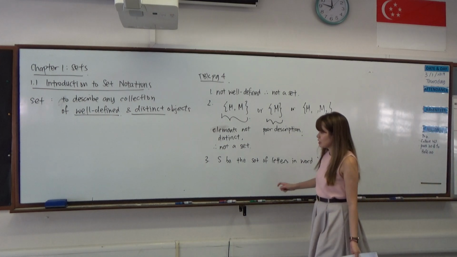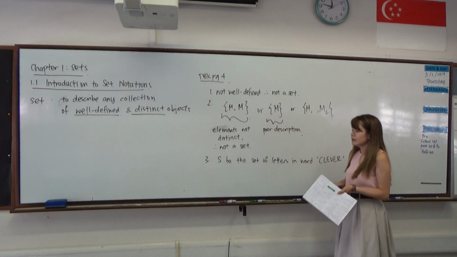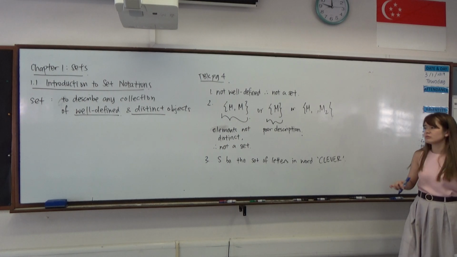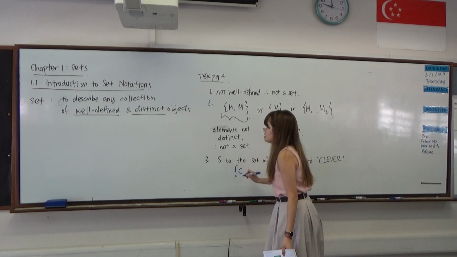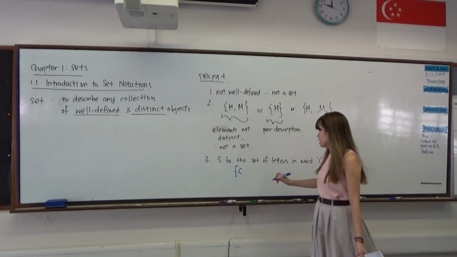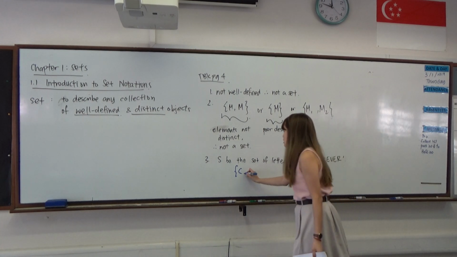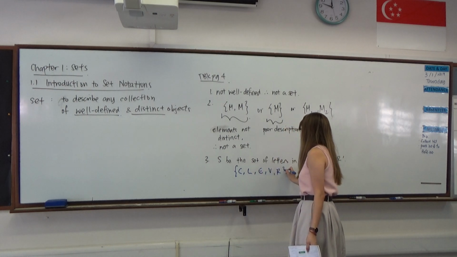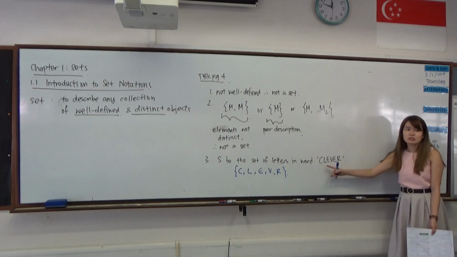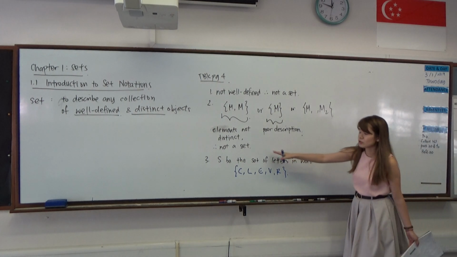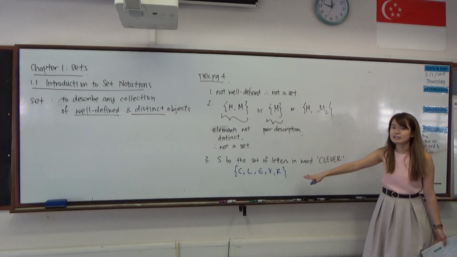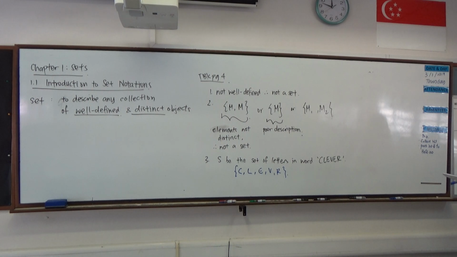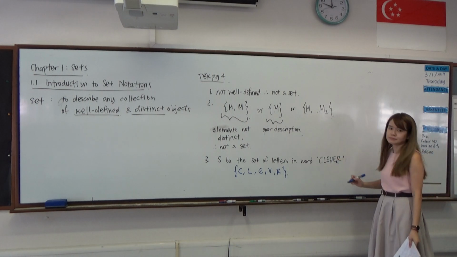Then in question number 3, it is asking if we let S be the set of letters in the word clever, how do we list out all these elements? Because they are supposed to be distinct and it's the set of the letters, the letters used are only C, L, E, V and R. Although E is counted twice, based on the description the set should be defined in this way. We don't write E1, E2 here.